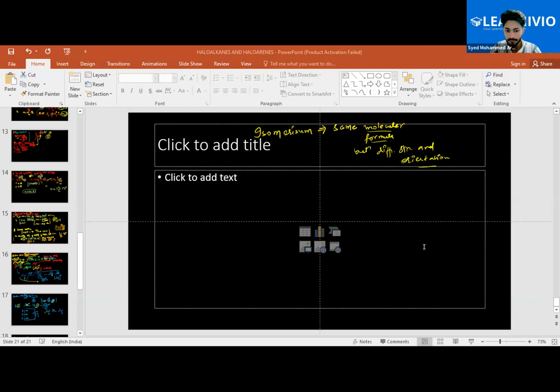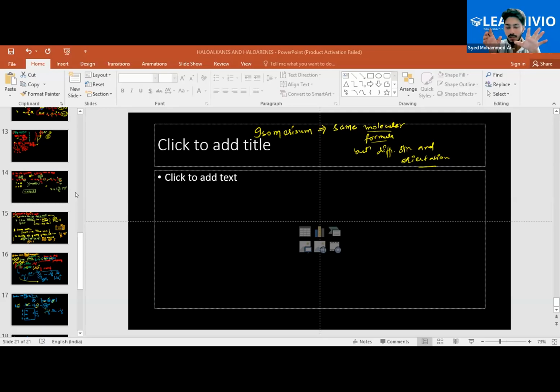Okay, fine. Anything else? Sir, isomers can be considered as a different way of saying stereoisomers, right? Isomers have a second name, stereoisomers? Okay. See, isomer is basically a complete thing.